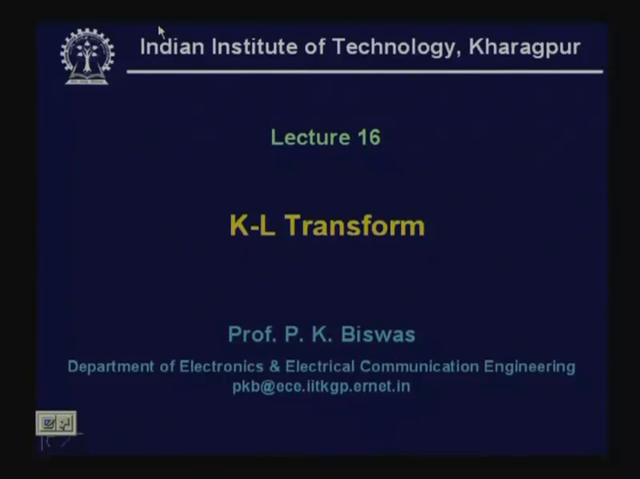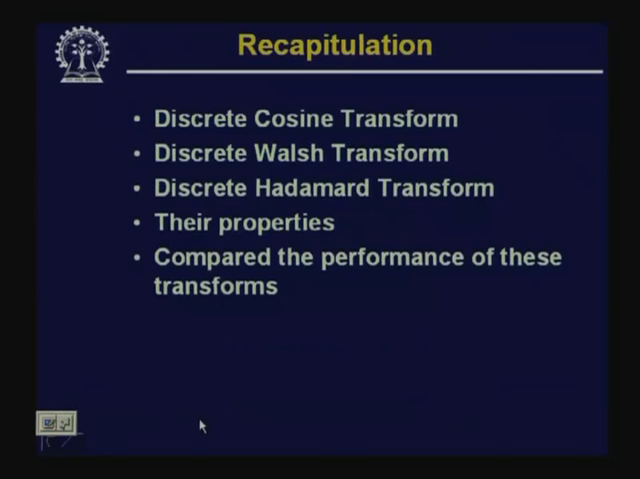Series on digital image processing. For the last few classes, we were discussing the image transformations. We have talked about the unitary transformation, we have talked about the Fourier transformation, and in the last class, we talked about the discrete cosine transform.